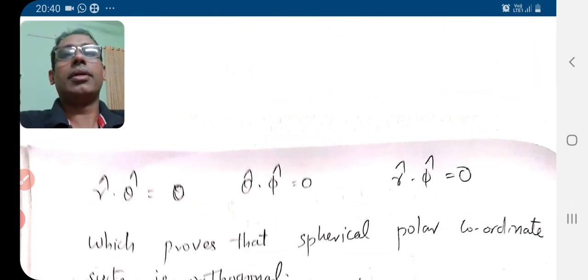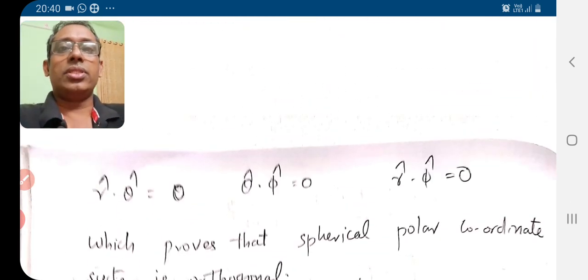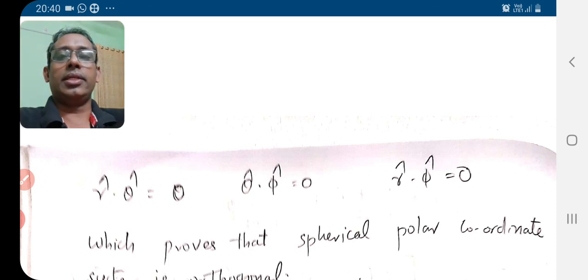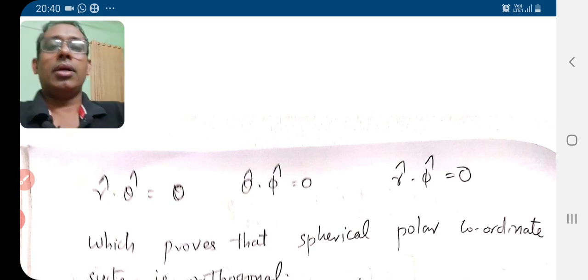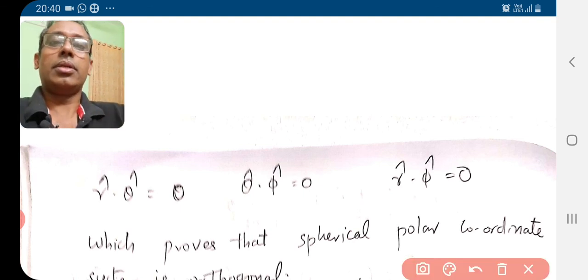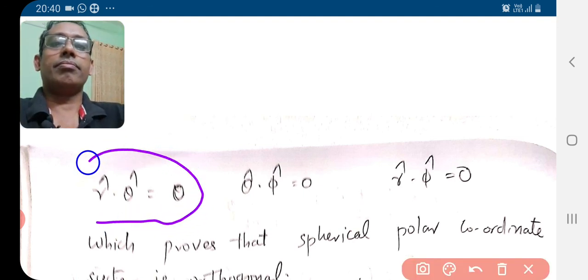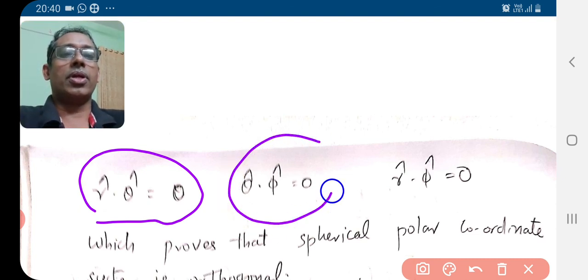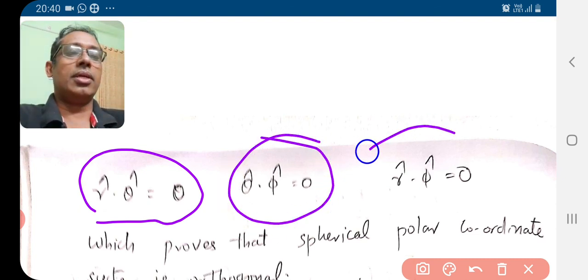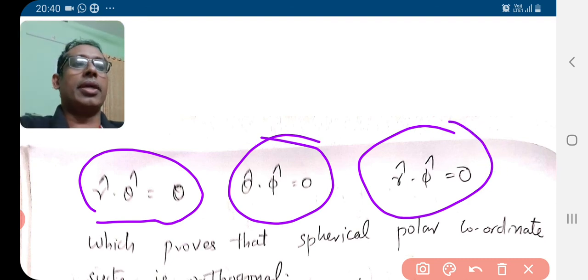Then we can show, this is very important, we can show that the spherical polar coordinate system is orthogonal. How can we show that? We take r dot θ, the dot product of r with θ, then the dot product of θ with φ, then the dot product of r with φ.